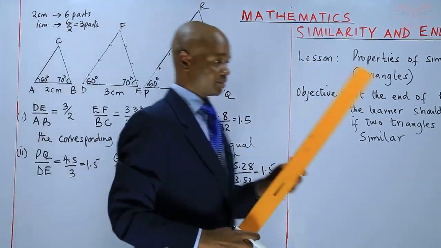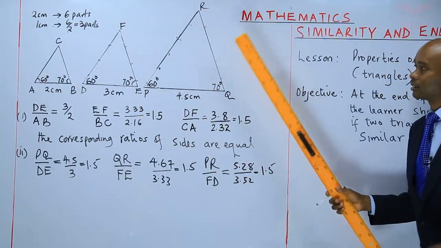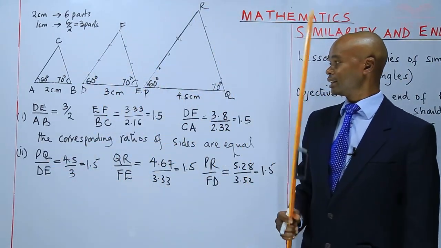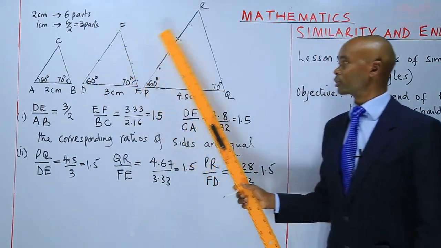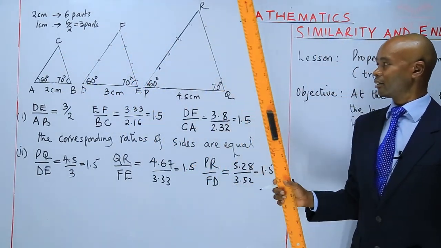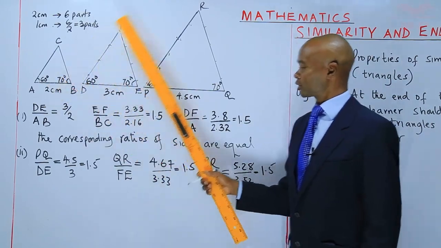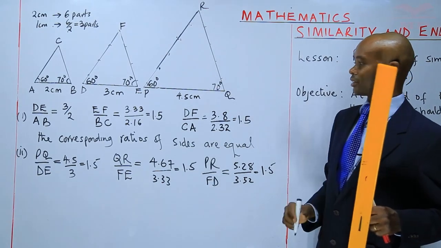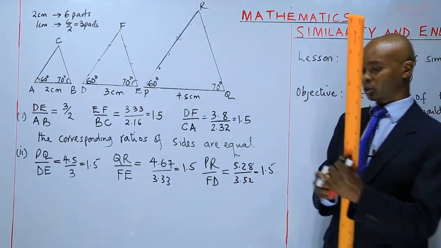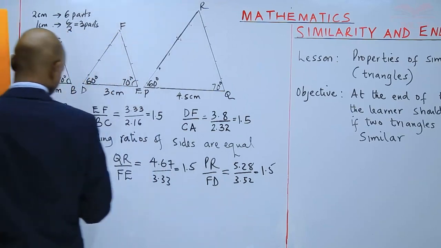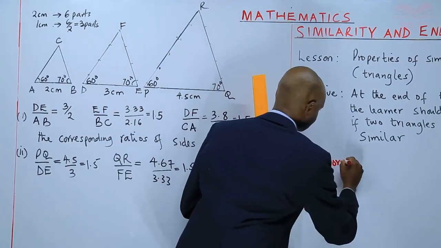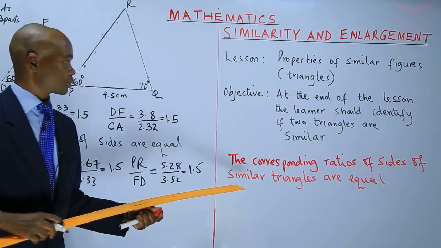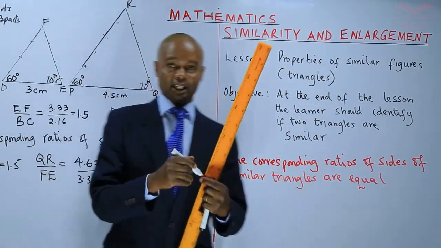So what do we discover? The corresponding ratios of sides of similar triangles are equal. So that is what we are trying to prove there. The corresponding ratios of sides of similar triangles are equal.